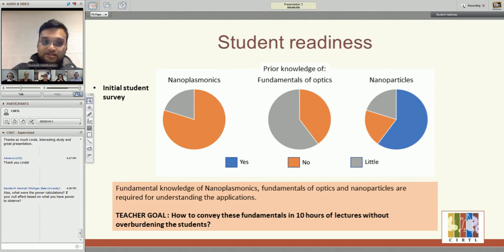This is the initial student survey. It showed the student readiness. As you can see from the graph, hardly any student knew about nanoplasmonics. They had limited knowledge of optics, and they also knew about nanoparticles, but not in depth. The goal of this course was how to convey these fundamentals in 10 hours of lectures without overburdening the students with basic concepts and with physics and other engineering concepts. Next slide, please.